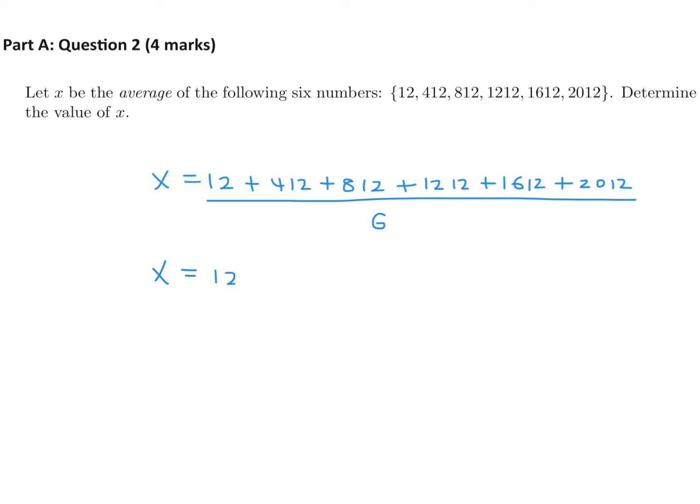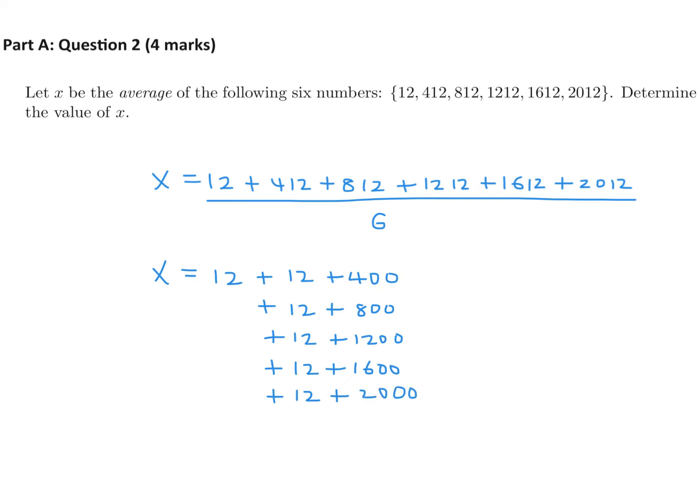I don't even know if this saves any time, but I'll break this up into components like 12 plus 400, 12 plus 800, 12 plus 1200, because as you can see, they're all in that sort of format. They're all 12 more than a multiple of 400. This basically becomes 6 times 12, and then it's a little bit easier to add these, I think, than having a 12 in front.